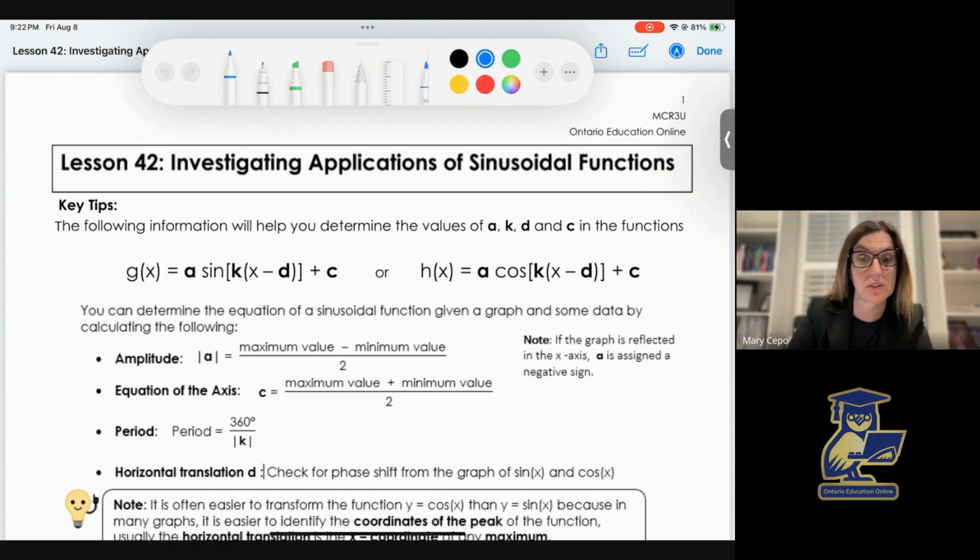If the graph is reflected in the x-axis, A is assigned a negative sign. So keep that in mind. The period is always 360 divided by K.